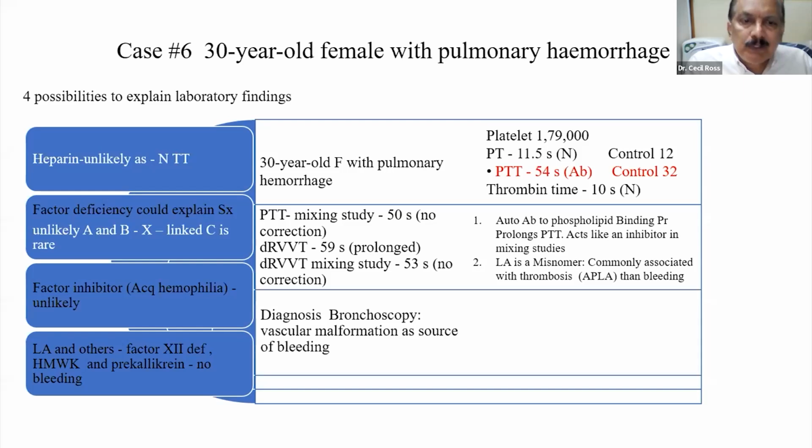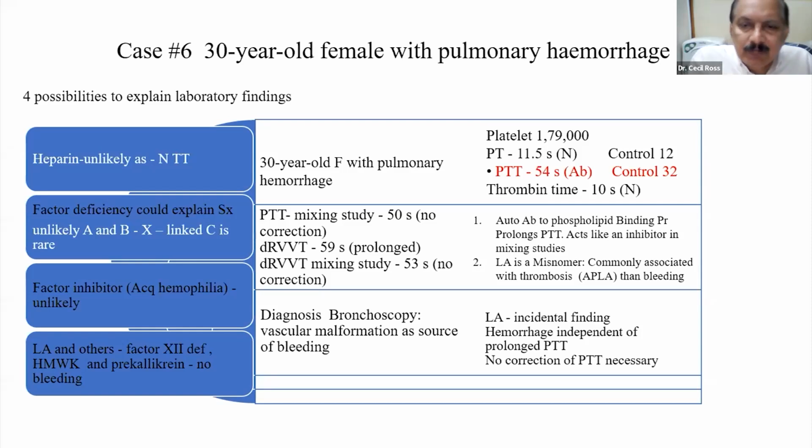Pulmonary hemorrhage. So what we did is we did a bronchoscopy, and there was a vascular malformation as the source of bleeding. So lupus anticoagulant was an incidental finding, and the pulmonary hemorrhage was independent of the prolonged APTT. There was no need for correction of APTT, and for the vascular malformation, they did embolization and closed it. So sometimes you get a googly like that.